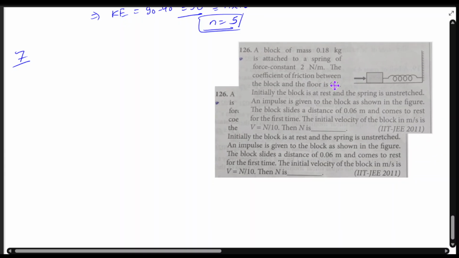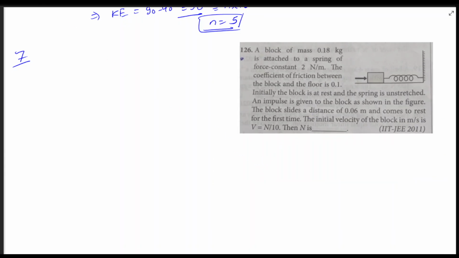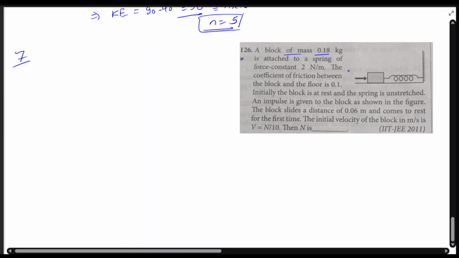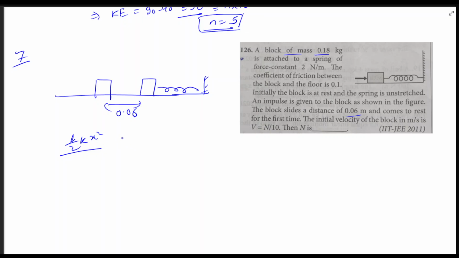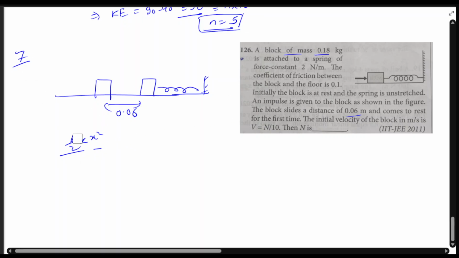So we have our 7th question right here. Now, in this question, it is given a block of mass 0.18 kg is attached to a spring. Okay, the coefficient is this, initially the block is at rest. The spring is unstretched. An impulse is given such that the block slides a distance 0.06. Okay, perfect. So look, if the block is here and it is sliding a distance 0.06, the spring will store energy half kx square, right? And also friction will be losing the energy.